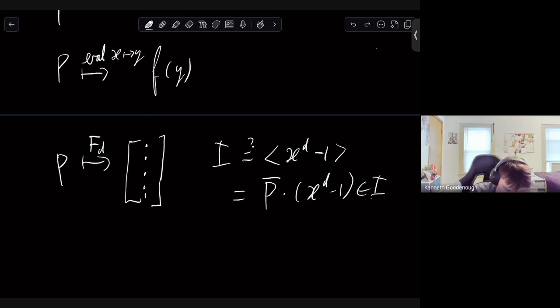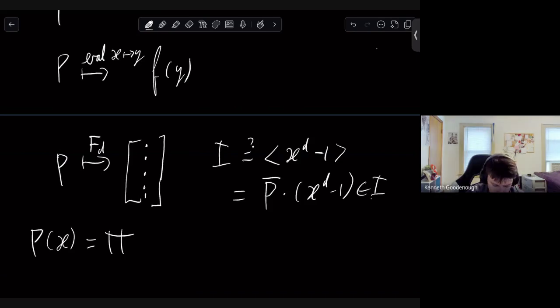Okay, so what does this mean? I want to have some p of x, and what do I know? I know that when I plug in roots of unity, I get out 0. If p of x is really a polynomial, meaning it has finite degree, then the roots of unity are really roots of this polynomial. And then we're done, because any polynomial we can write as a finite product.